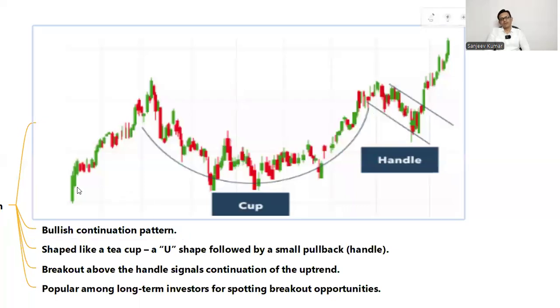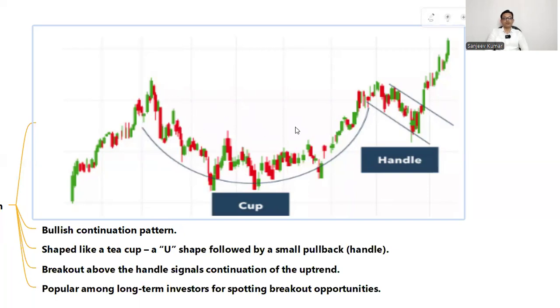Share price was in uptrend. Due to profit booking, it's moving down. Here is support, moving up, again down. When you see this kind of pattern, draw this kind of pattern. Okay, it looks like a cup. This is a U shape, not V shape.